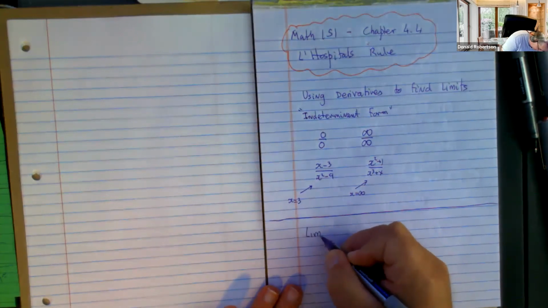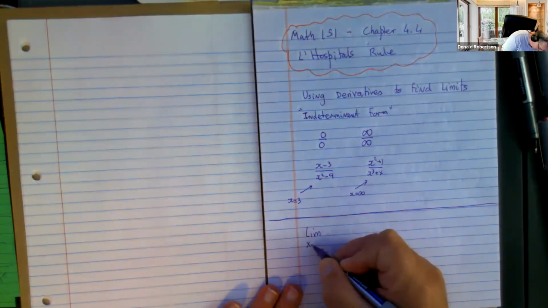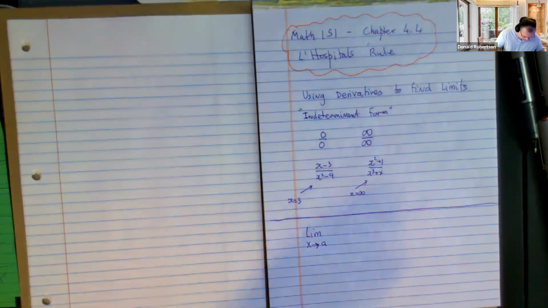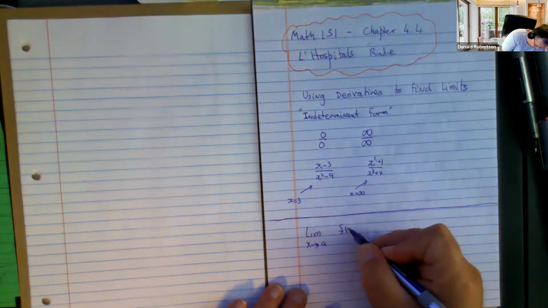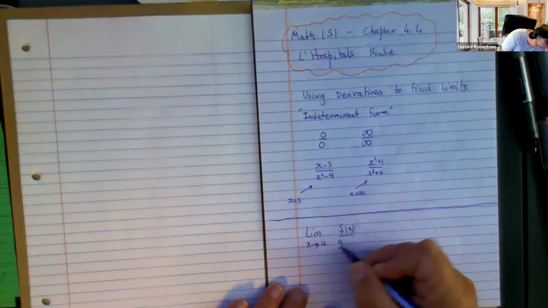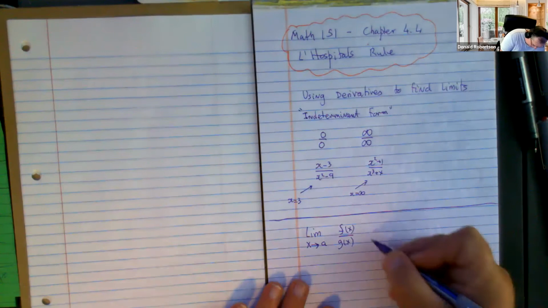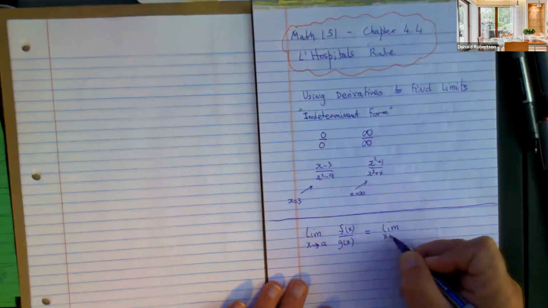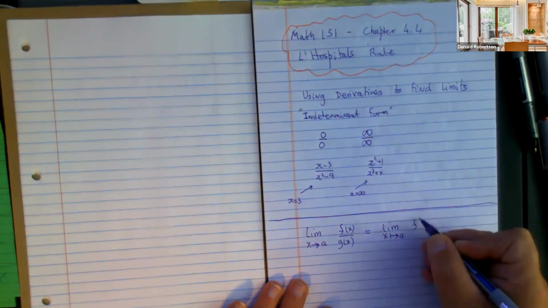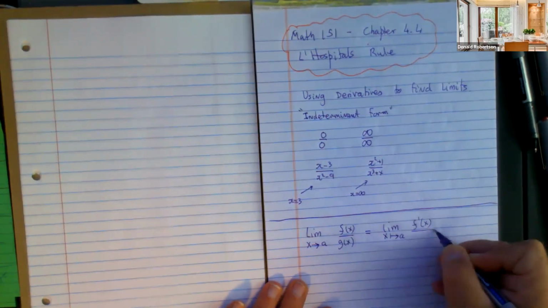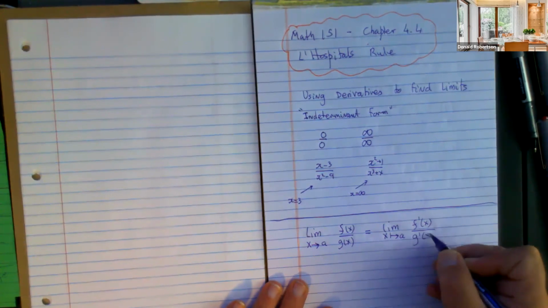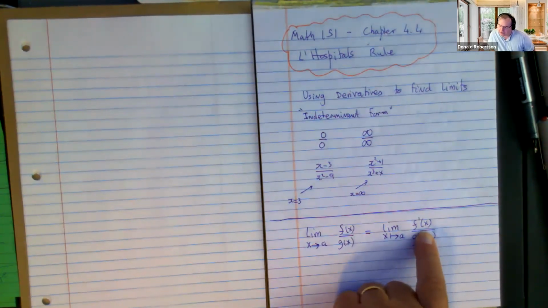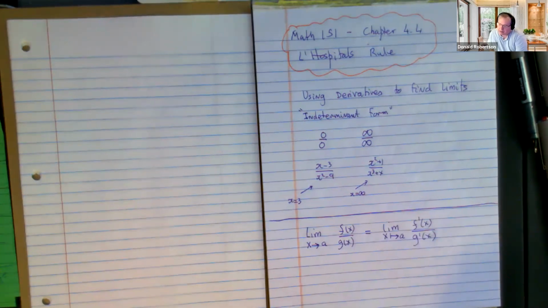L'Hospital's rule says that the limit as x tends to a, so it could be 2 or 5, of a fraction, so it's typically always going to be a fraction, is equal to the limit as x tends to a of the derivative of the top divided by the derivative of the bottom. Now notice that is not the quotient rule. Isn't that the top totally separate from the bottom?